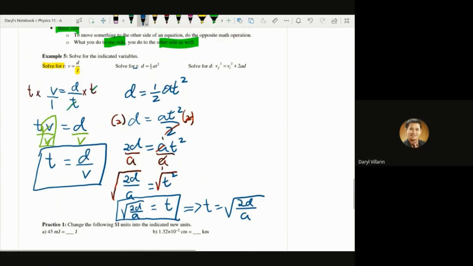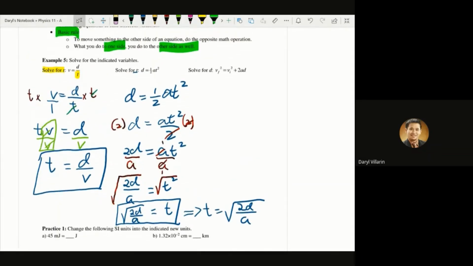And for the last one, we have here solving for d. This is another kinematic equation. This is an equation for objects moving with constant acceleration. Okay, but we need to solve for d. So I'm just going to write it again. Vf squared is equal to Vi squared plus 2ad.